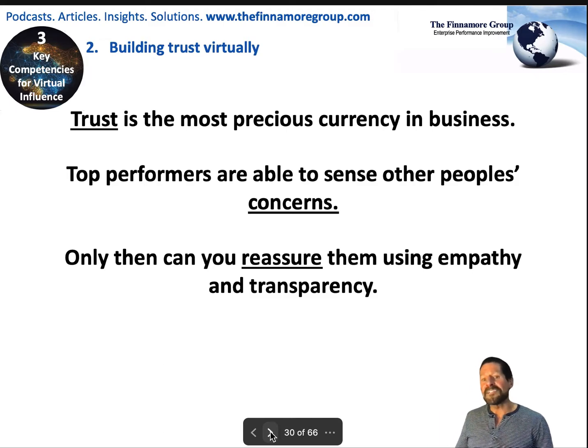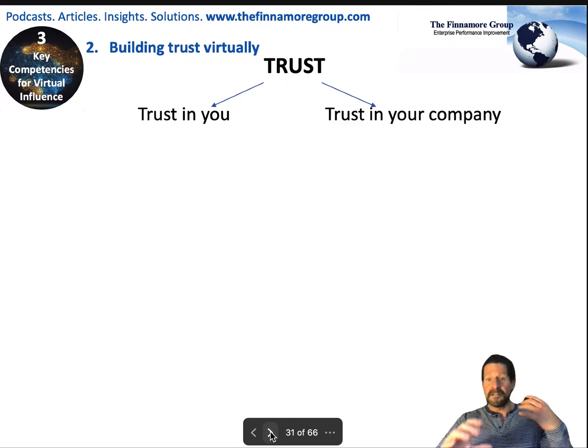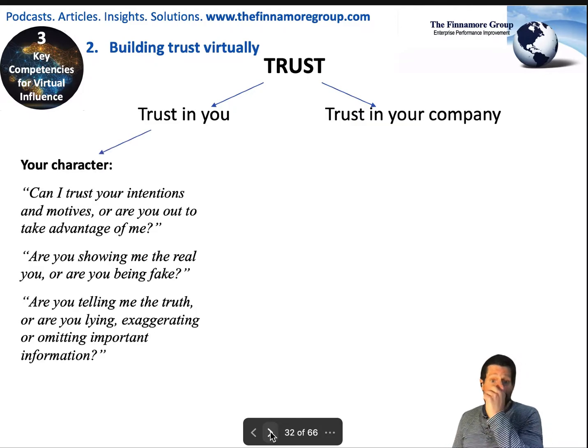Top performers are able to sense other people's concerns, and then only then can they reassure them using empathy and transparency. You see, there are a number of areas of trust we need to be aware of and cultivate in others to have better influence. There's trust in you, and in a workplace situation, trust in your company. Trust in you is your character, which means, can I trust your intentions and motives, or are you out to take advantage of me? Are you showing me the real you, or are you being fake? Are you telling me the truth, or are you lying, exaggerating, omitting important information? Trust in you, your character.